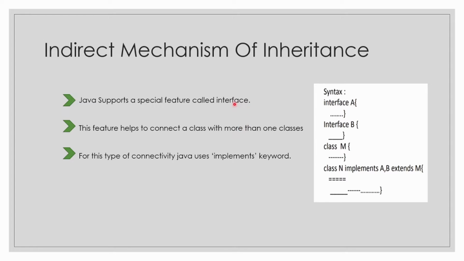Another indirect mechanism of inheritance, which is just optional or extra knowledge, is interfaces. Java supports a special feature called interface. This helps to connect a class with more than one class. So interface A, interface B. With one class you will be able to access more than one class above, and you'll be able to access all the classes. It's a feature that helps one class connect with more than one class. For this type of connectivity we use a keyword called implements.